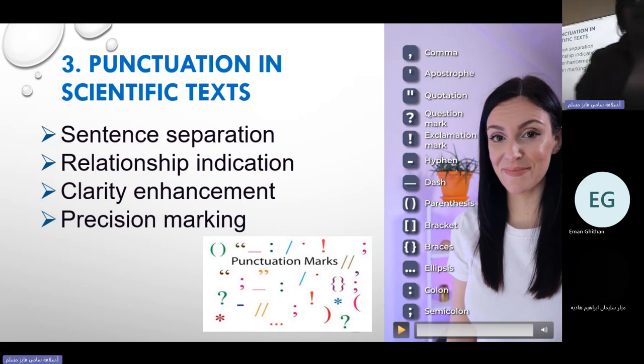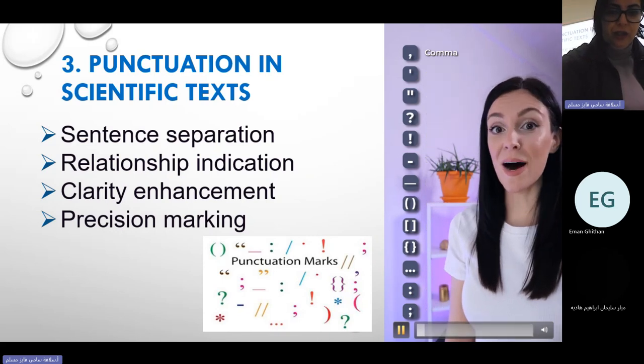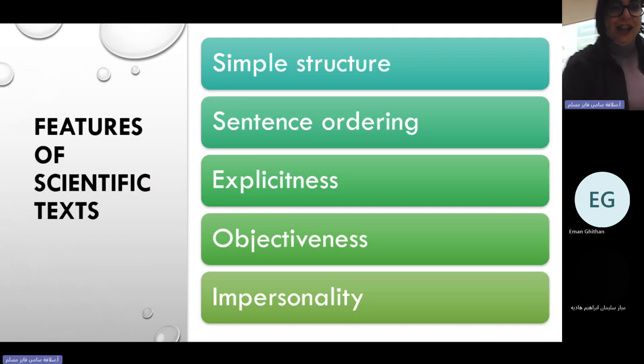Okay, so these are the basic punctuation marks, okay? قديش احنا هلا لسه في وقت. وش خلص بكفي. All right.